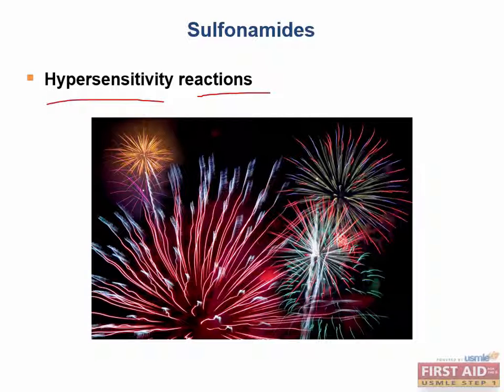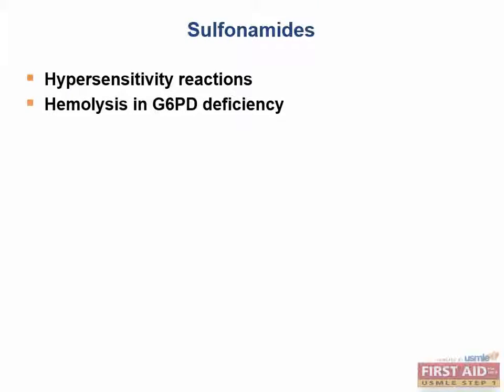What are some important hypersensitivity reactions that we have talked about previously? Rash and anaphylaxis are important hypersensitivity reactions that are what are called type 1 or IgE-mediated hypersensitivity reactions. Also, we can see a hemolytic anemia, which is a type 2 or antibody-mediated hypersensitivity reaction. A highly tested topic on Step 1 is that sulfonamides can lead to a hemolytic anemia in G6PD deficiency.